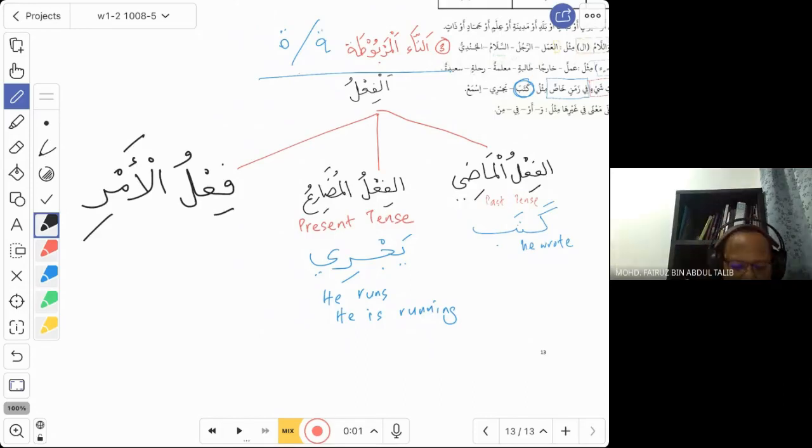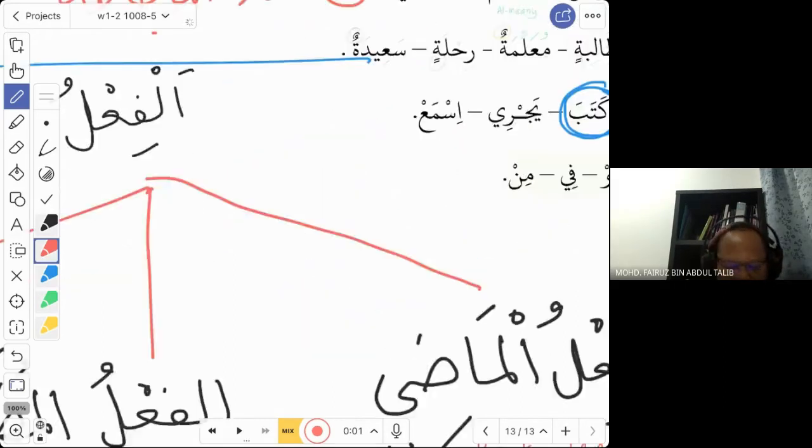This is a command verb. You want to ask people, do this. So for example, I say, Zubair, do this. Zaid, do this. Sajjad, do this. Zuhura, do this. So you have to use a command verb, fi'lu al-amr. What is the example? This is the example.